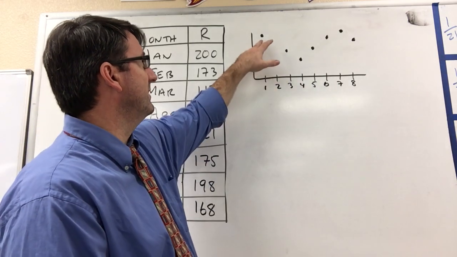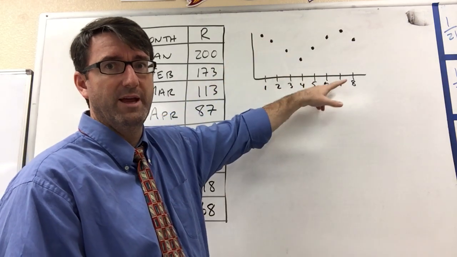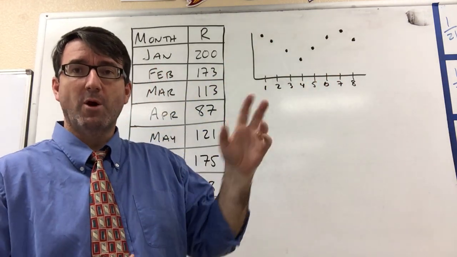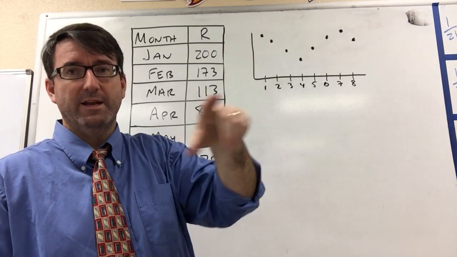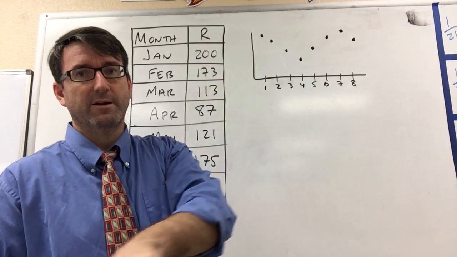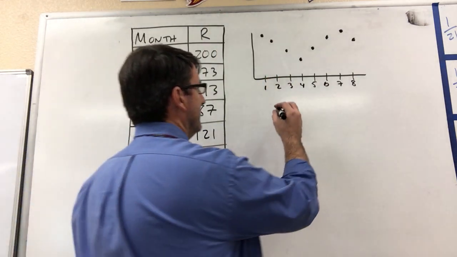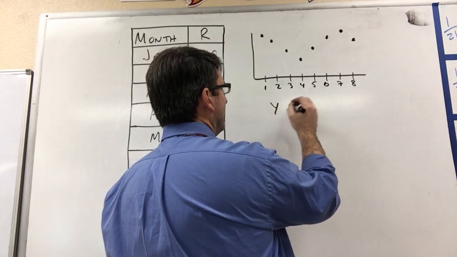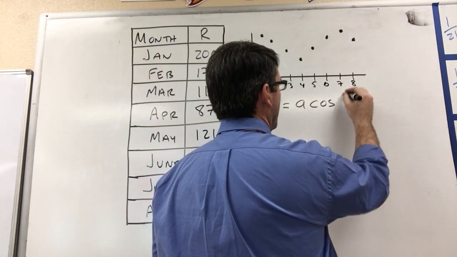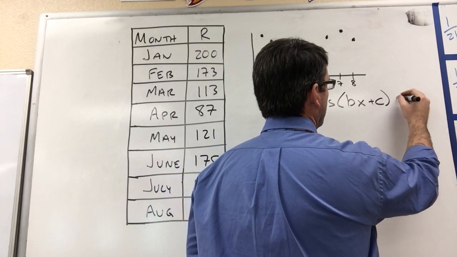And you can also see that we seem to start at our maximum and go down from there. So we're going to want to use cosine. Remember, cosine starts at the maximum and goes down. Sine starts at the midline and goes up from there and then back down. So let's use a cosine function. And our general form is going to be y equals a cosine of bx plus c plus d.